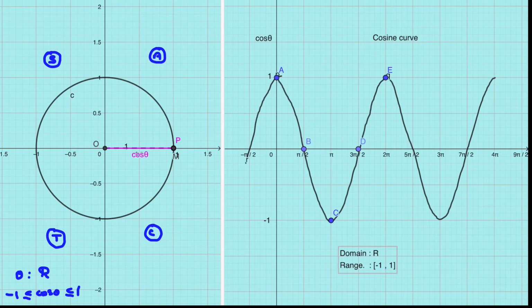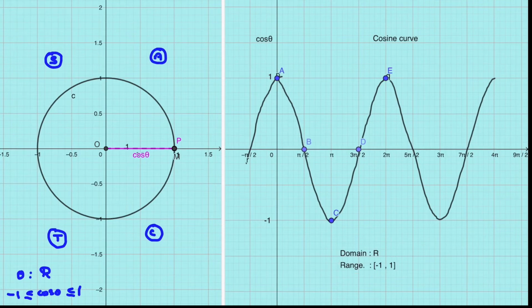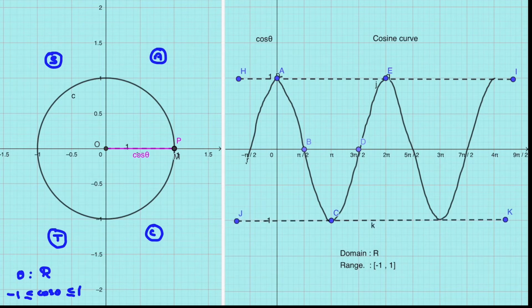Domain of the cos function is R, the real number set, and the range is closed interval minus 1 to 1. From the graph of the cosine curve also we can make out that the maximum value of cos function is positive 1 and the minimum value of cos function is negative 1.